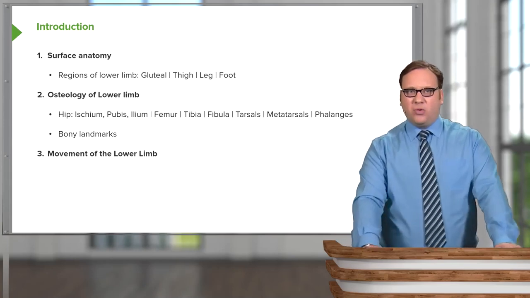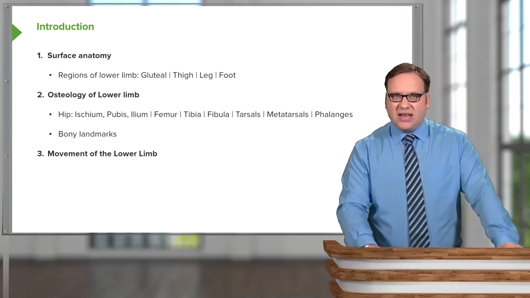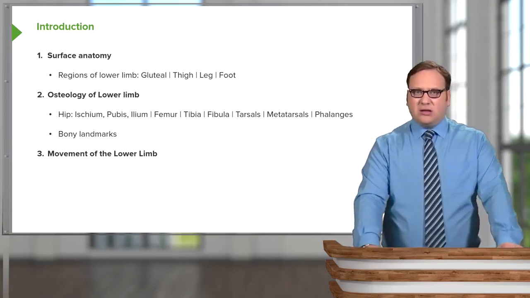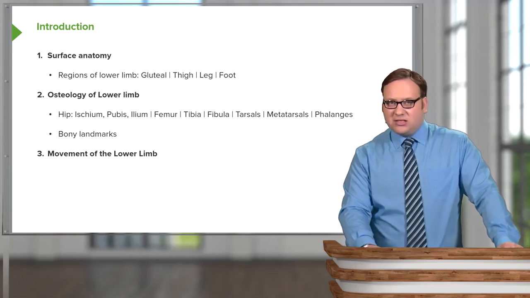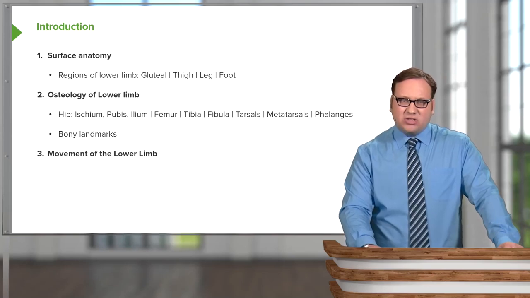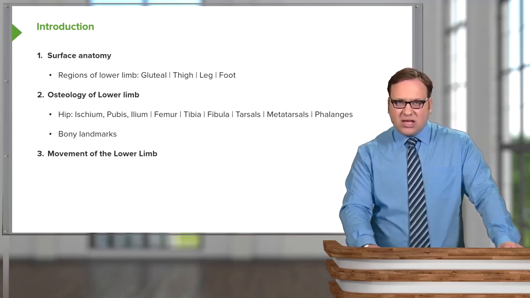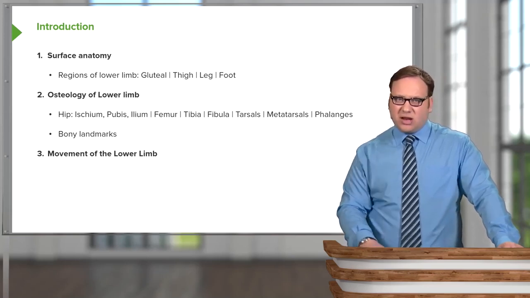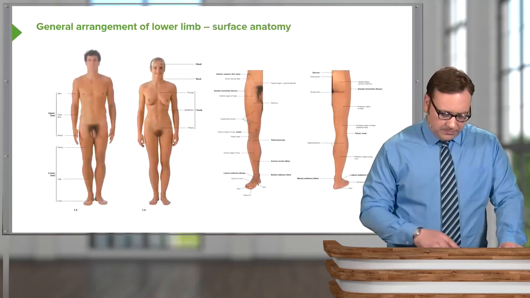We'll look at the hip bone, the ischium, pubis and ilium. And then we'll look at the femur, the tibia, fibula, the tarsal bones, the metatarsals and phalanges. We'll look at numerous bony landmarks on each of these individual bones. And then we'll consider some movements that are possible with the lower limb.